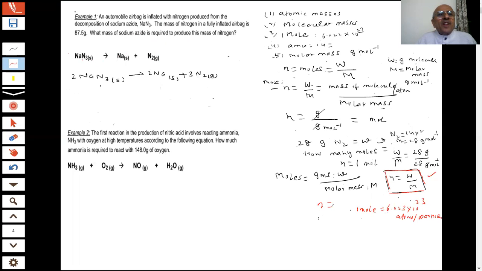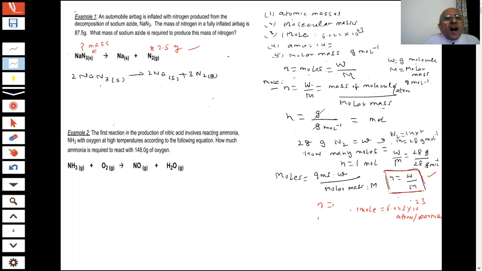And this is the reaction, NaN3 giving Na and nitrogen. The mass of nitrogen in the fully inflated airbag is 87.5 gram. What mass of sodium azide is required to produce this mass of nitrogen? So now we are talking of calculations of stoichiometry, students. This is a difficult part and we have to learn.